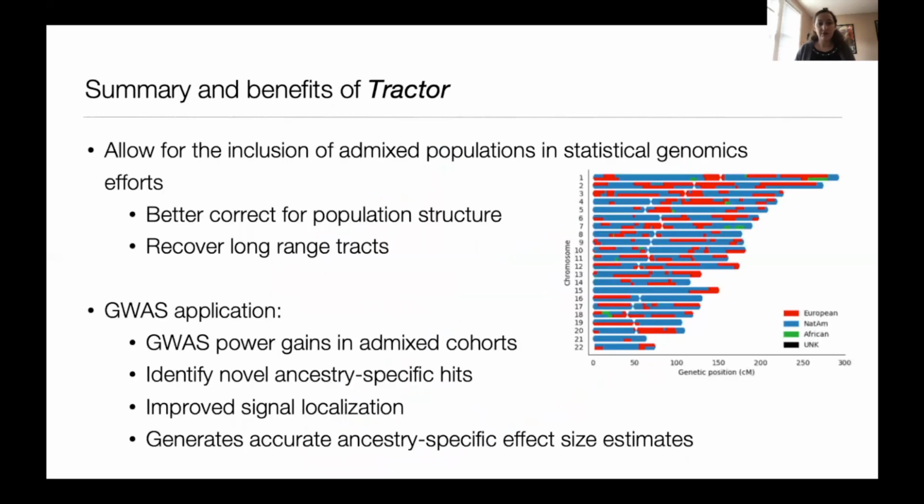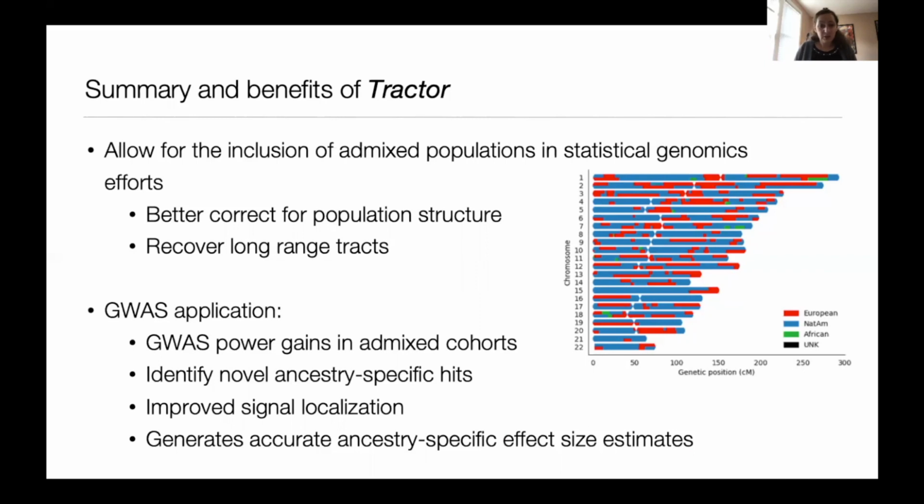So to close up, I'll remind you of the primary deliverables of Tractor. First, I've developed a readily implementable analytic framework that allows for the well-calibrated inclusion of admixed people in large-scale collections. So you no longer need to toss out all your admixed folks. You can include them either in a well-calibrated GWAS in your admixed cohort alone, or in a large-scale study with your homogeneous collections. We've also added an optional step to recover long-range tracts that are disrupted by phasing errors.